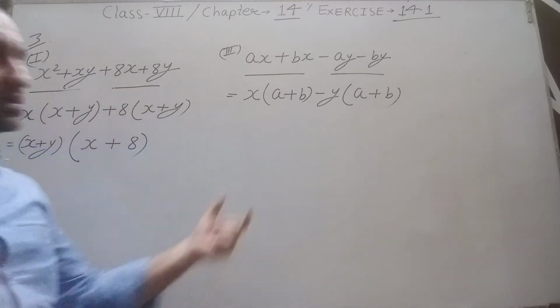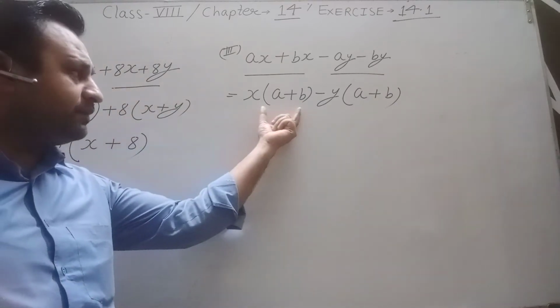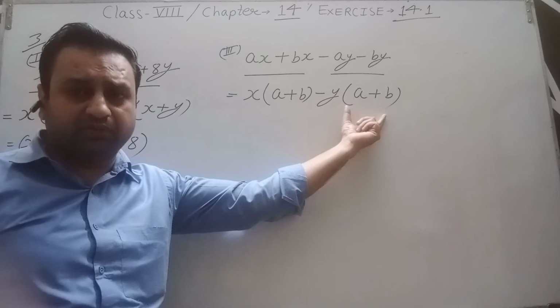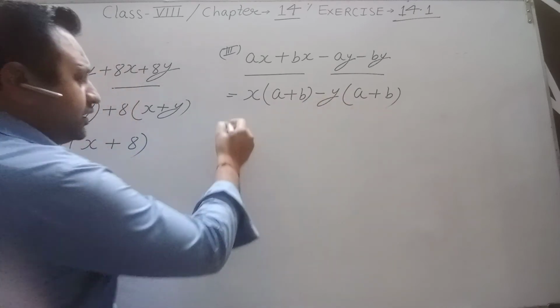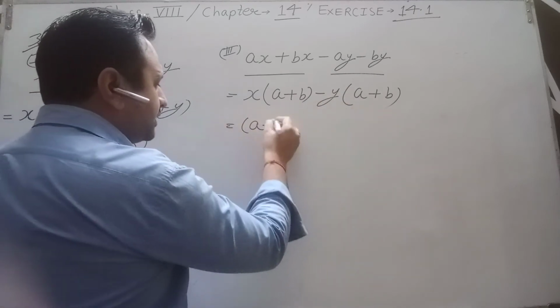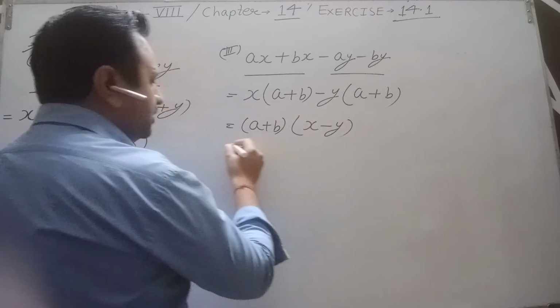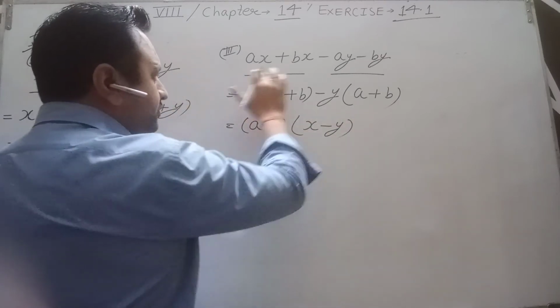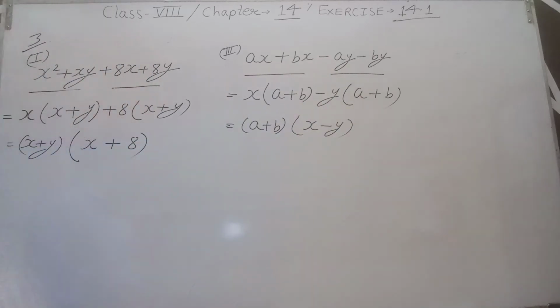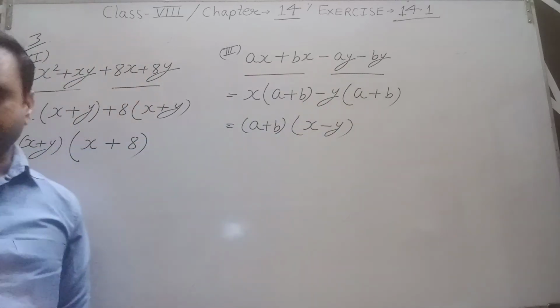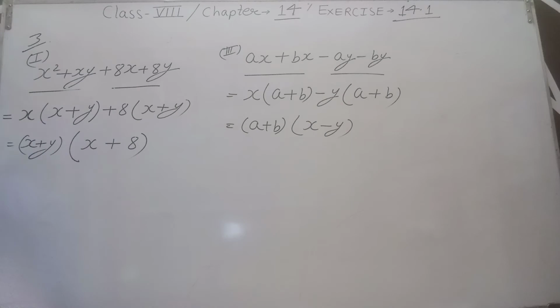And after this we observe that the complete a plus b is a common factor, so we can take a plus b outside the bracket, and in the bracket we note down the remaining terms. So it is the complete factorization of this algebraic expression. So I hope its third part is also clear. Now we note down its fifth part.